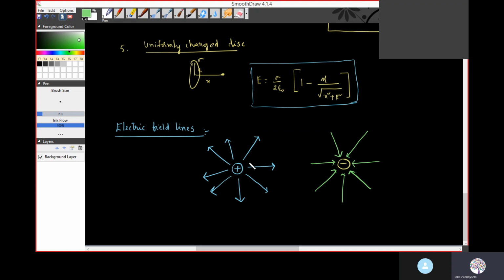Now you can see here, the distance between the field lines is less. Here the distance between them is more. Now let us take this point as A and this point as B. Then I will say the electric field at A is greater than the electric field at B. As the field here is greater and the field here is less, that means this is a non-uniform electric field.